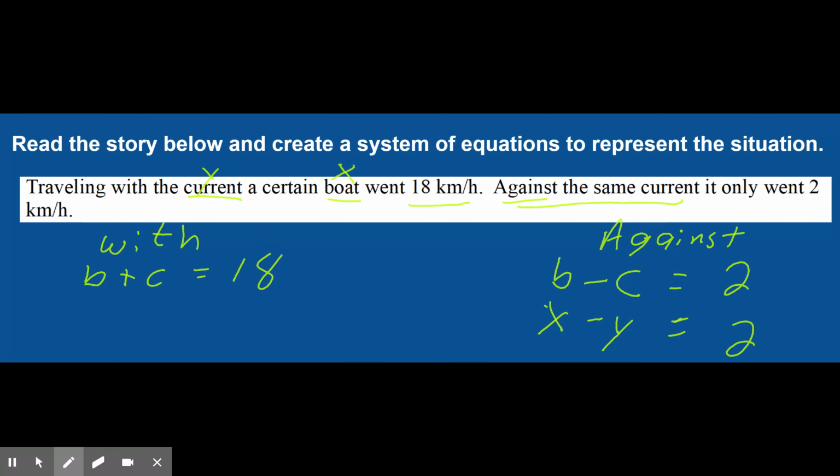It's always tough going back upstream. And using X and Y, it would be X plus Y equals 18.